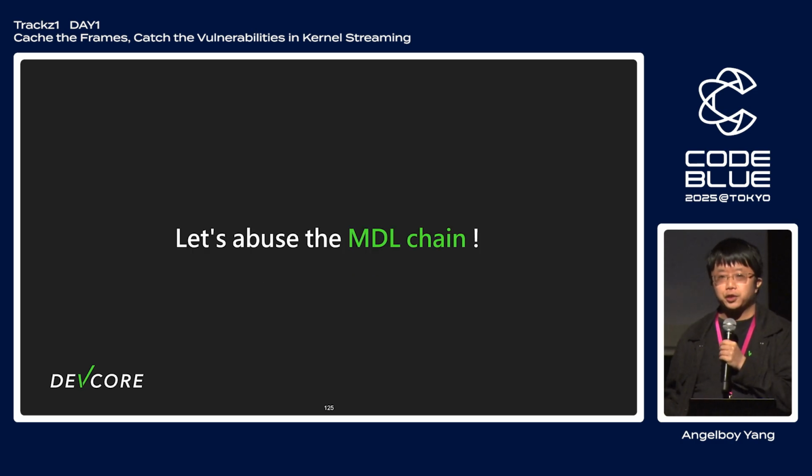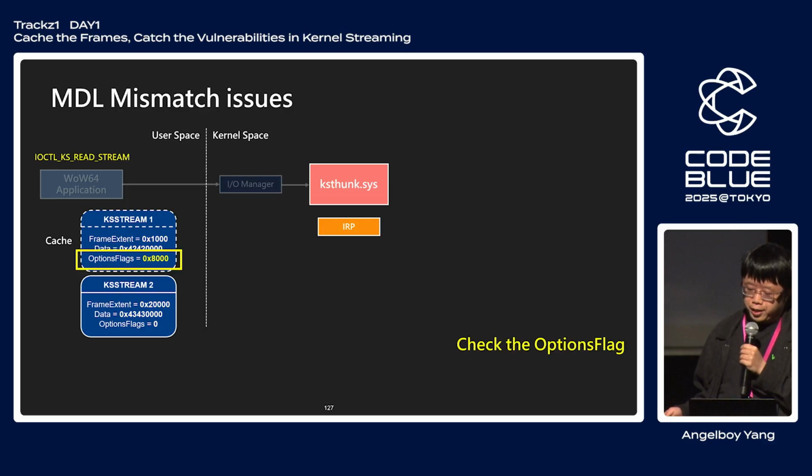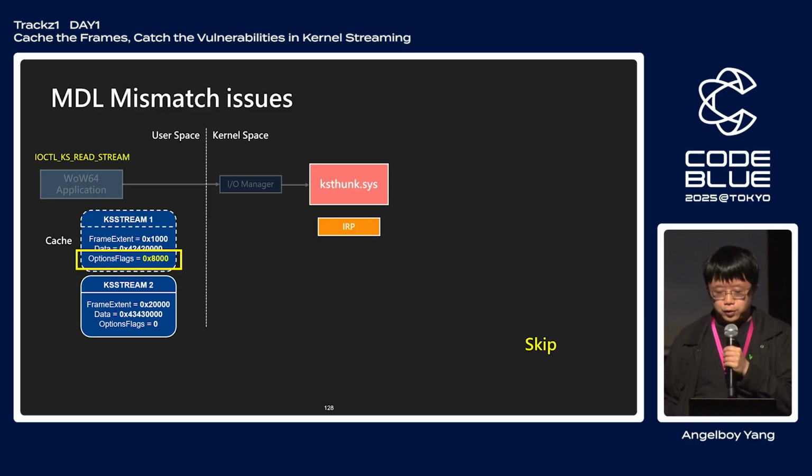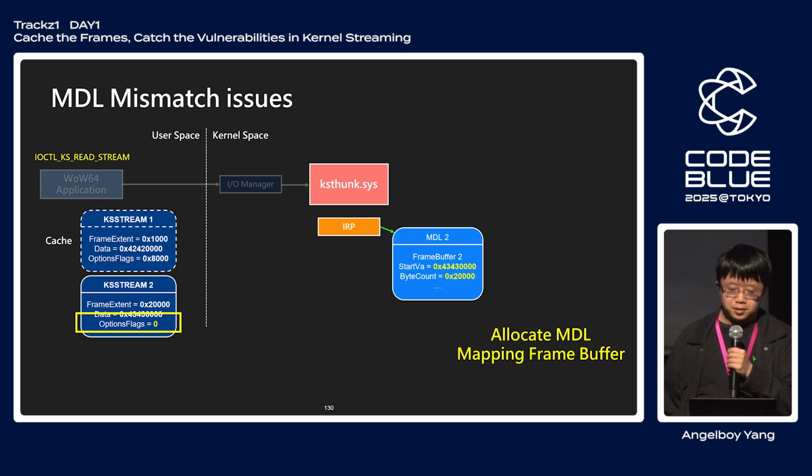Let's build the MDO chain. Suppose we submit two frames. For the first one, we set the buffer size to 0x1000 and enable the cache flag. For the second one, we set the size to 0x20000, but we do not set the cache flag. KSUNC will check each header as usual. Because the first frame has the cache flag, it skips MDO allocation. Then it checks the second frame. Since the flag is not set, KSUNC will allocate an MDO and map the frame buffer.